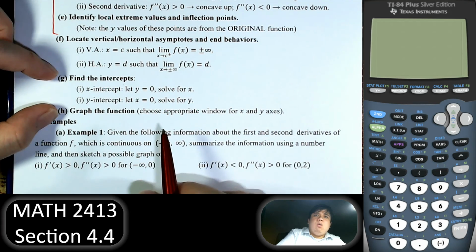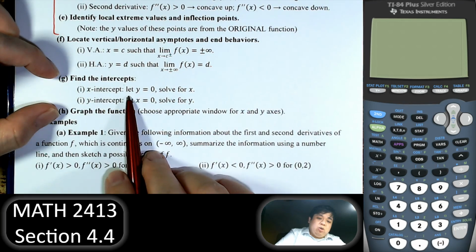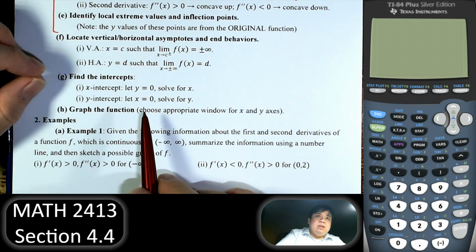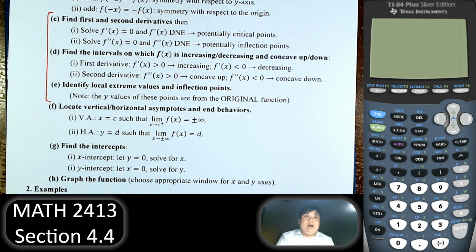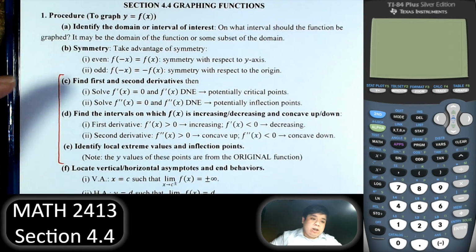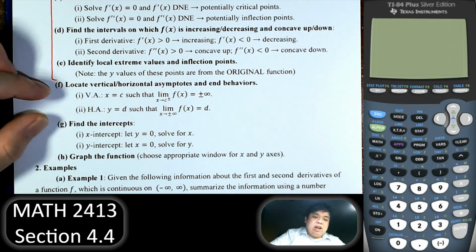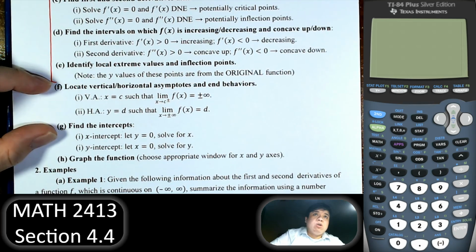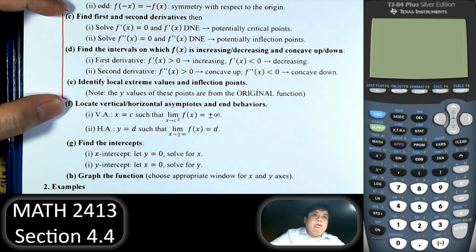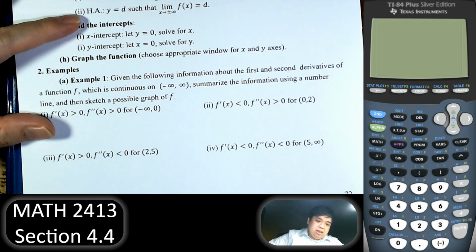The intercepts are like in algebra, where the x-intercept is when y equals 0, and the y-intercept is when x equals 0. And then we combine all of them and graph the function. Actually, our focus is only on the step where we do the first and second derivative test. If there is any vertical or horizontal asymptote, we can determine that as well. But our focus, of course, is on the derivative. Now let's see how that works.